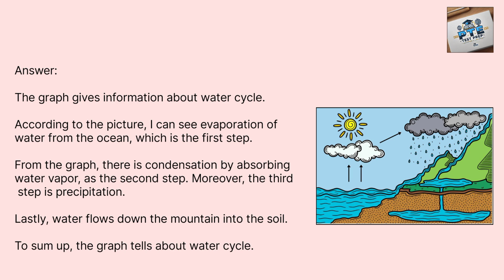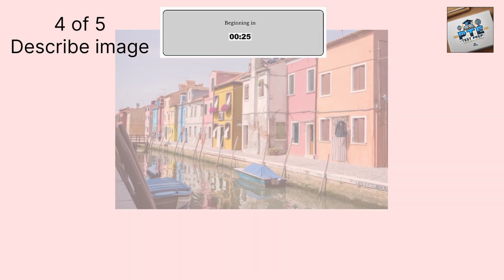Moreover, the third step is precipitation. Lastly, water flows down the mountain into the soil. To sum up, the graph tells about water cycle.